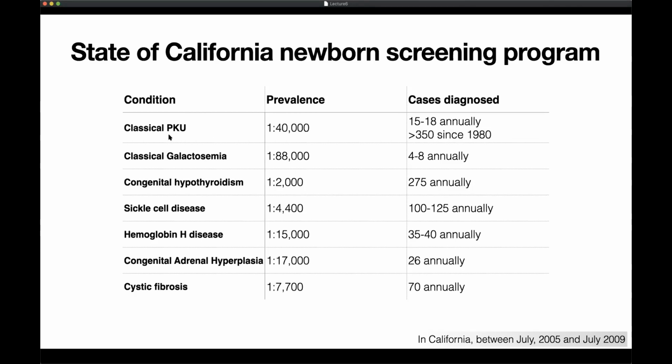So for example, classical phenylketonuria is a rare disease, so the prevalence is about 1 in 40,000, but a fair number of babies are diagnosed with it annually, so 15 to 18. Other rare conditions include classical galactosemia, congenital hypothyroidism, sickle cell disease, which sees much more prevalence than PKU, cystic fibrosis, and so on. So we're talking about hundreds of individuals that are diagnosed early. And for many of these conditions, if you deploy the right treatment right away, the condition is pretty much cured. Not for all of them. Cystic fibrosis, for instance, isn't, or sickle cell disease itself is not curable. It's manageable, but it's not curable.